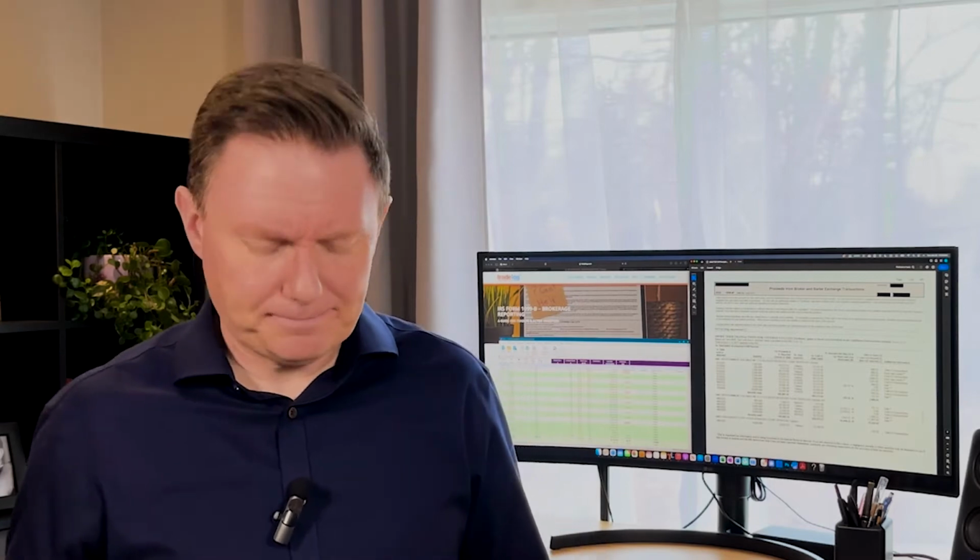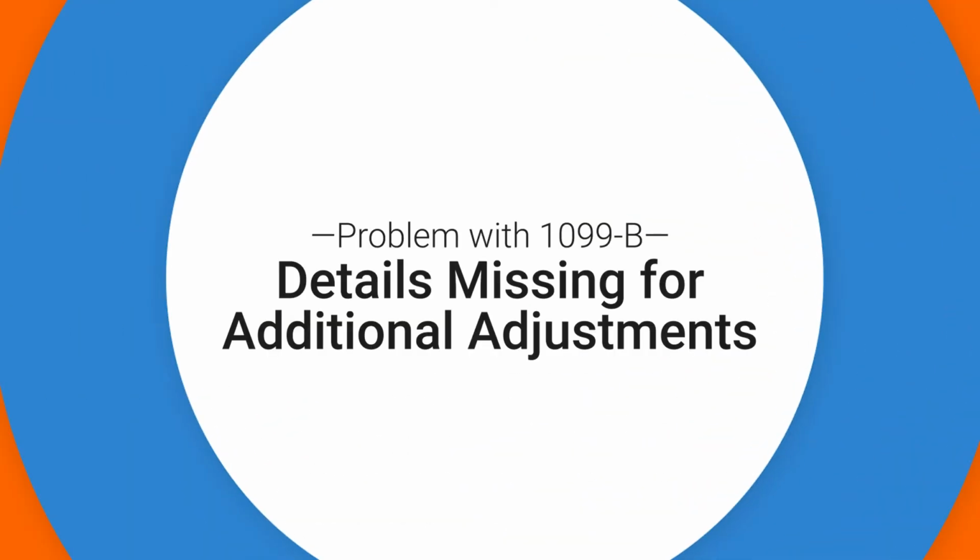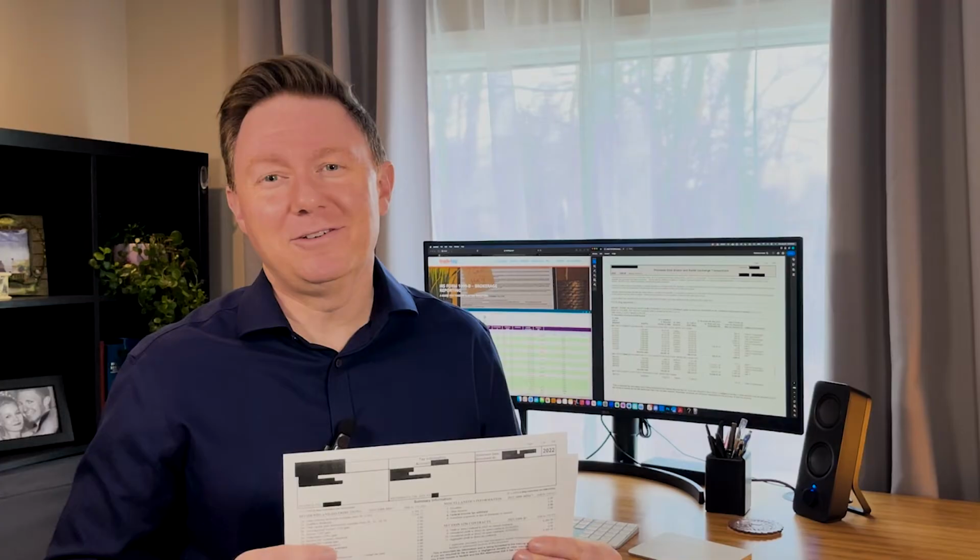How do you do that? This brings us to our second problem. IRS instructions imply you can simply take your 1099-B and make additional adjustments. But the 1099-B usually doesn't provide the details needed for taxpayers to make those additional adjustments.